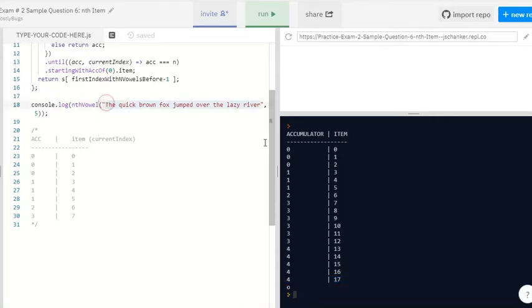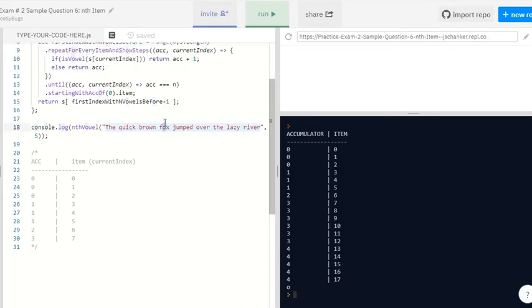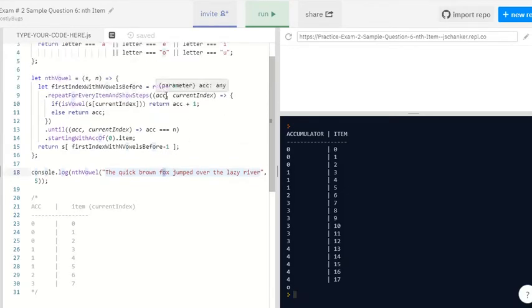17, if you count this out, 0, 1, 2, 3, 4, 5, 6, 7, 8, 9, 10, 11, 12, 13, 14, 15, 16, 17, right? 17 was the position of this O, right? So at this point, there are 4 vowels before this second O. So now what's going to happen is you're going to say, okay, ACC is 4, current index is 17, right? And you're going to say, is S of 17, that's the second O, a vowel?